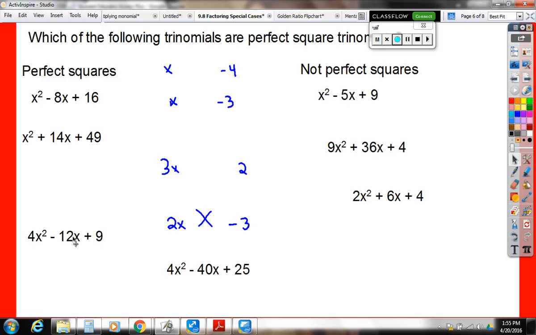Okay, last one, Mariah. What's the square root of 4x squared? And the square root of 25? No, it's 4x minus... Let's use -5 though, because of our negative middle term. -5 times 2x is -10x, and then double that, and you get -20x. This is not -20, this is -40, so this one is not a perfect square trinomial.